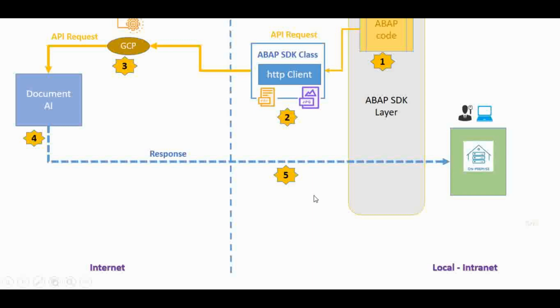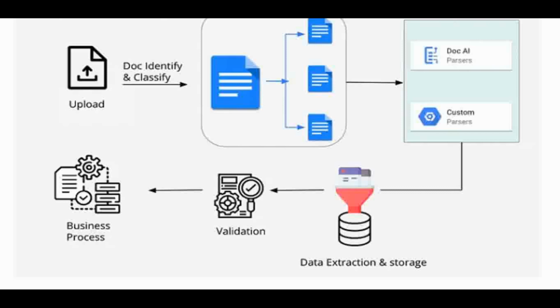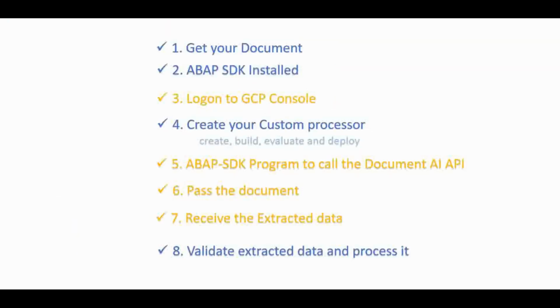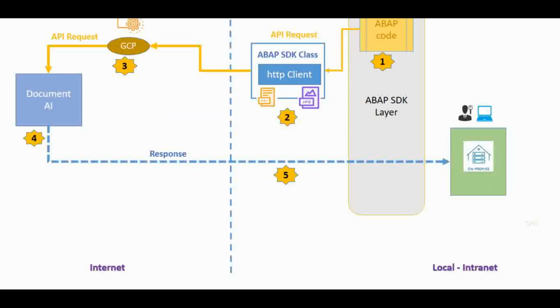That's all. I hope in this session you understand this portion. So this fourth step we have completed. In the next session we will see this fifth step, how to write the ABAP code and call the Document AI API from that program. Okay, thank you so much.